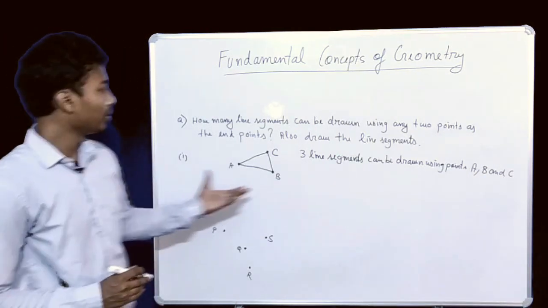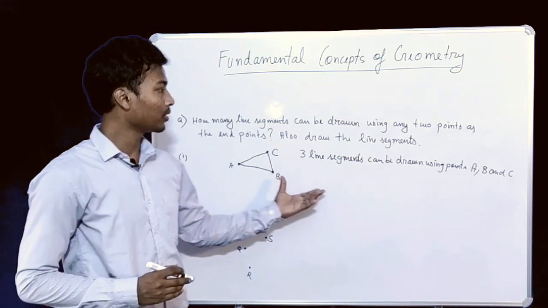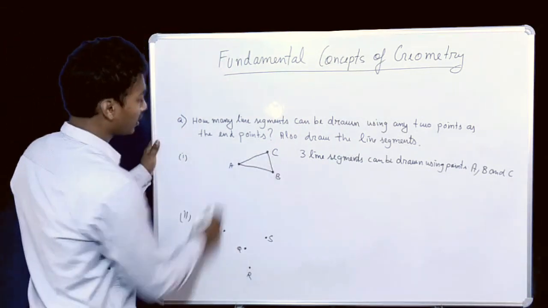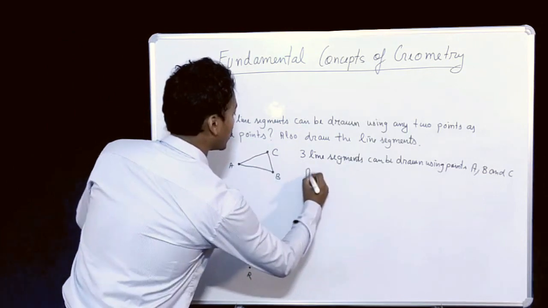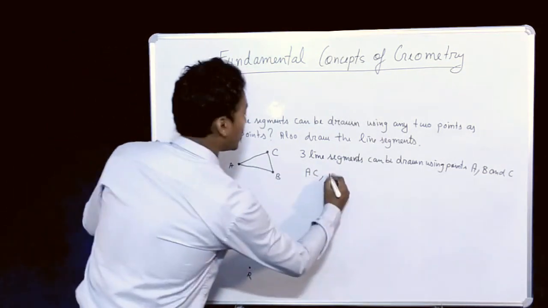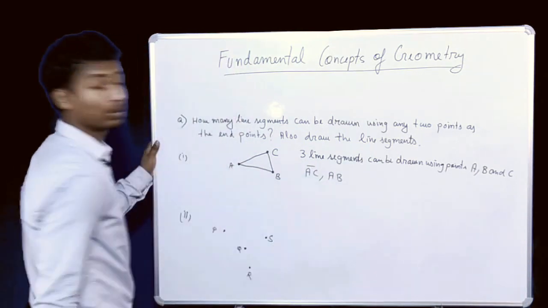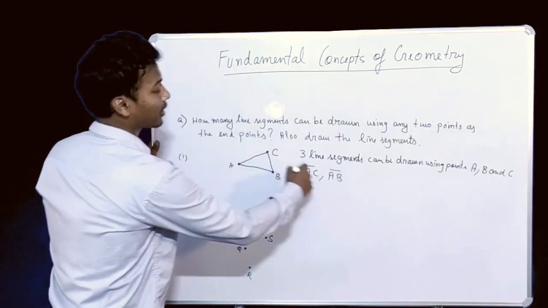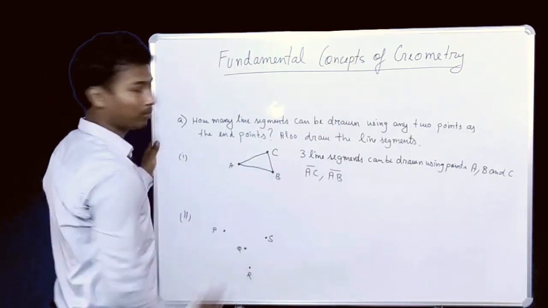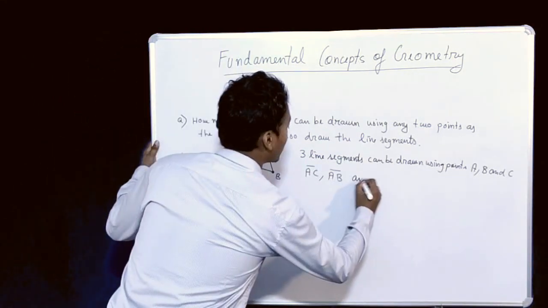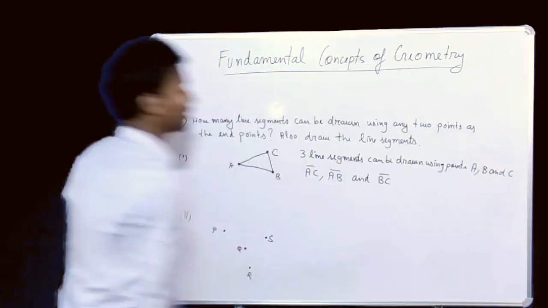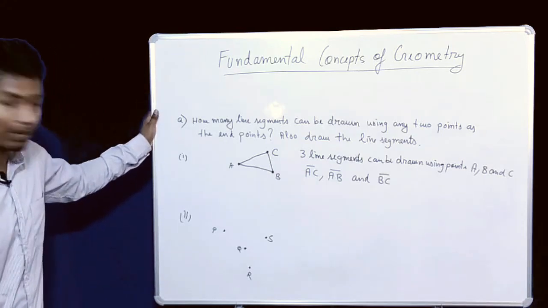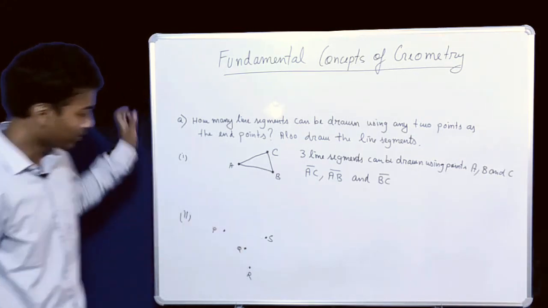Now I'll just extend the question. Write down the names of the line segments as well. So here what will be the names of the line segment? So first line segment will be AC, then AB. We can put a small line segment on top to indicate it is a line segment. Or you can write line segment AC, line segment BC. It's better you use the symbol. Then we have BC and line segment BC. Clear?